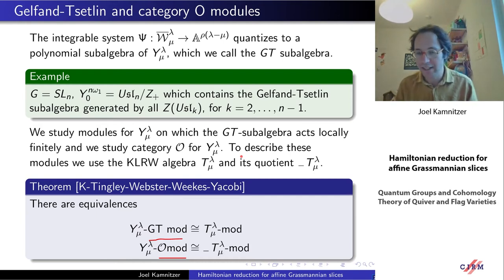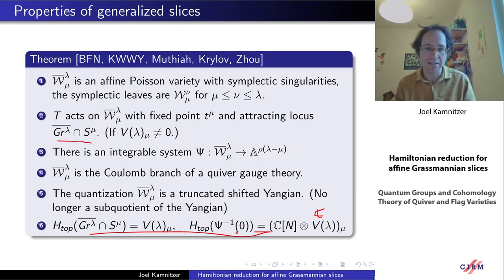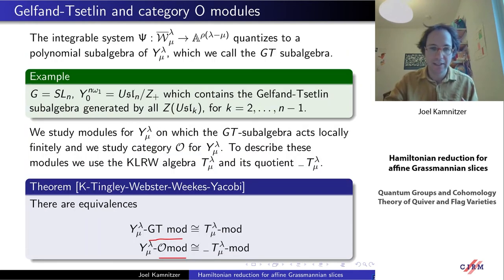If, on the other hand, it's a category O module, its support will lie in this upper triangular attracting locus. And I'll remind you that these two loci, the attracting locus and the zero level of the integrable system, are of interest because they give us incarnations of interesting representations. So the mu weight space in V lambda, or in this tensor product of V lambda with this Fermi module. So we can hope to use these categories of GT modules or category O modules for the purpose of categorifying those representations of the Langlands dual group.